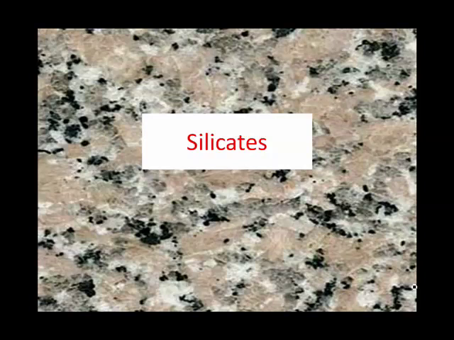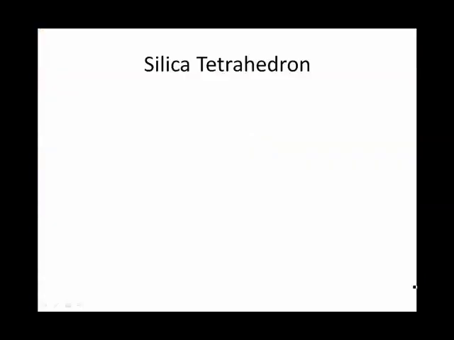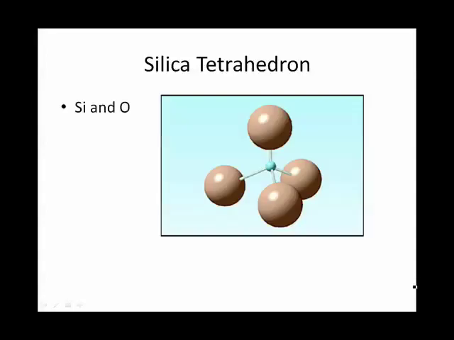Silicate minerals make up 90% of the crust of the Earth. So if you want to learn about the rocks and minerals, this is the right place to start. The building block of a silicate mineral is the silica tetrahedron composed of silicon and oxygen. It has one silicon atom in the center, and it's bonded to 4 oxygens around. So the formula is SiO4.